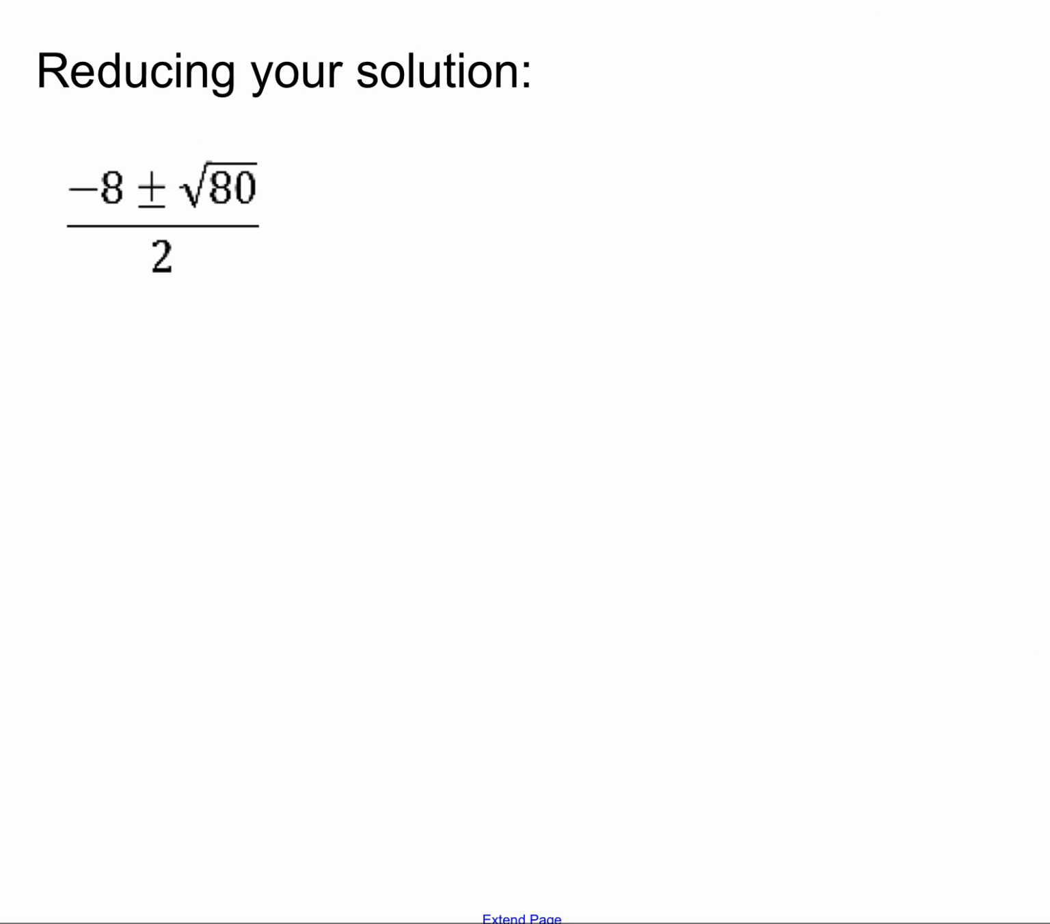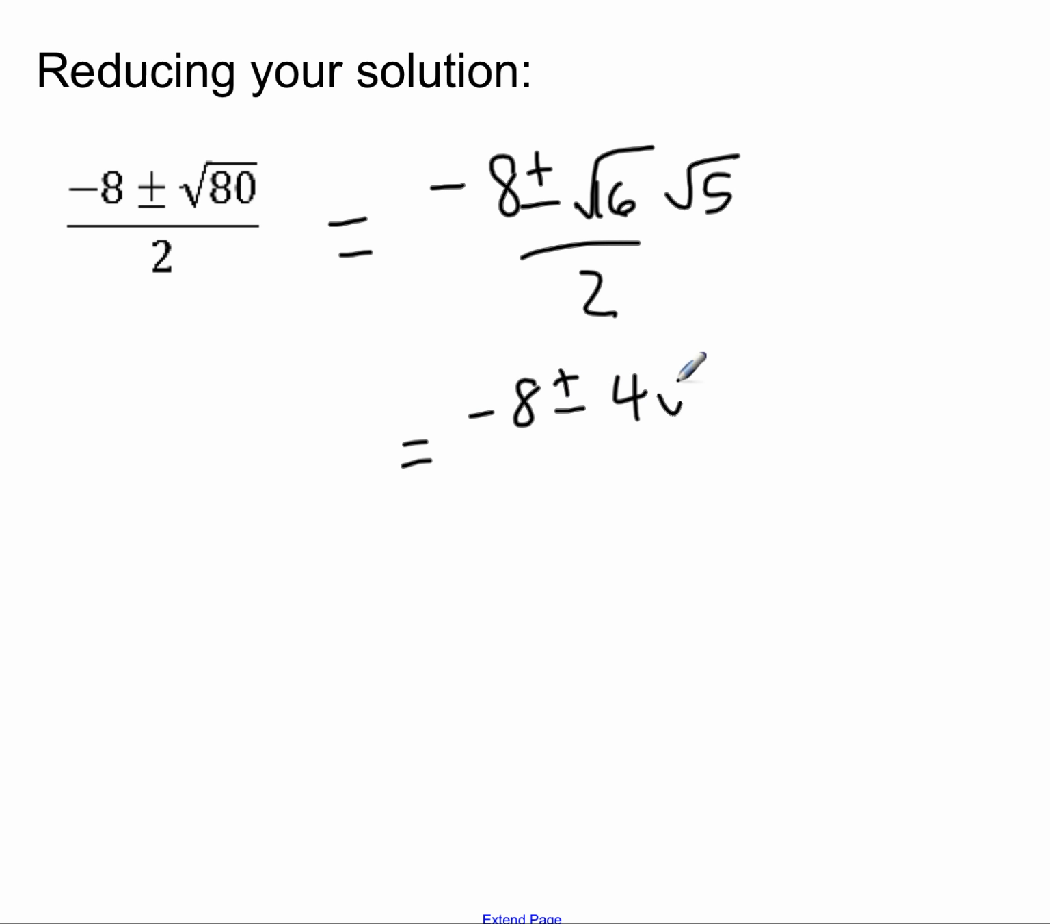Reducing your solution. Linus has you practice this. First you have to check the radical. I think we've talked about this already, but I'm going to do it anyway. 80 turns into root 16, root 5 over 2. So I have negative 8 plus or minus 4 root 5 over 2.